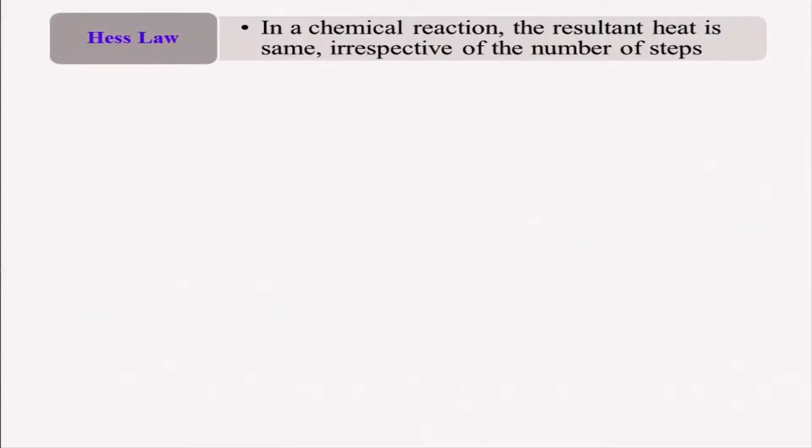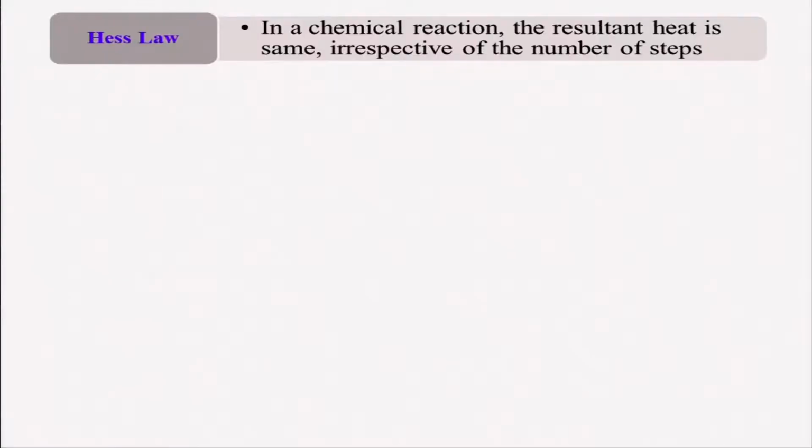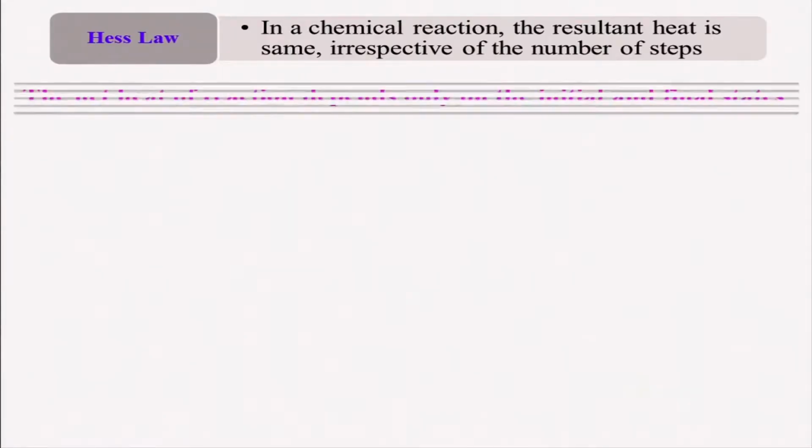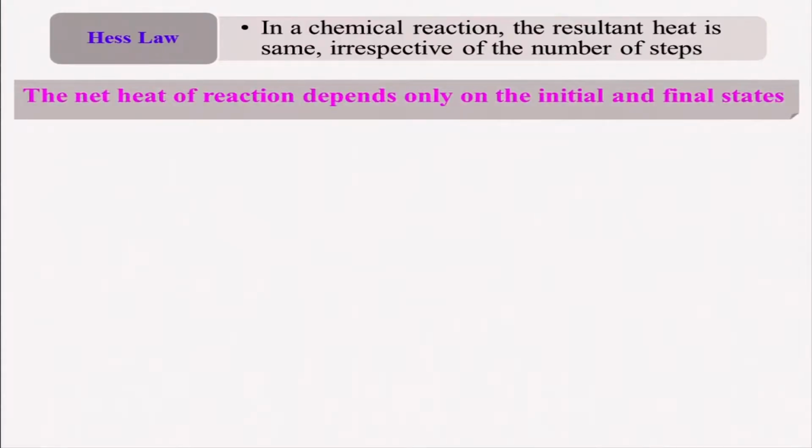So, we need to use Hess's law, which is nothing but the first law of thermodynamics for a chemical reaction. It states that in a chemical reaction the resultant heat is the same irrespective of the number of steps taken during the chemical reaction. That means the net heat of reaction depends only on the initial and the final state. It does not depend on what path is taken, which might involve several reactions.